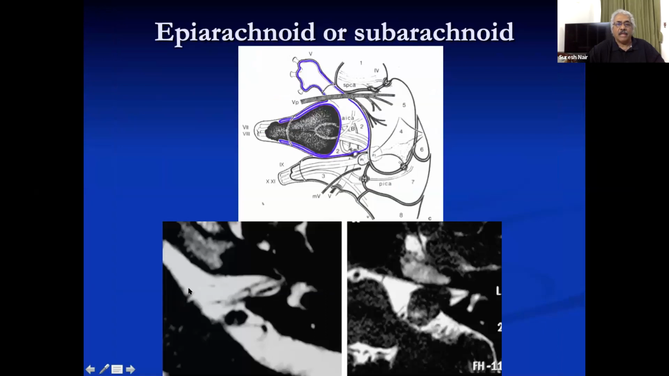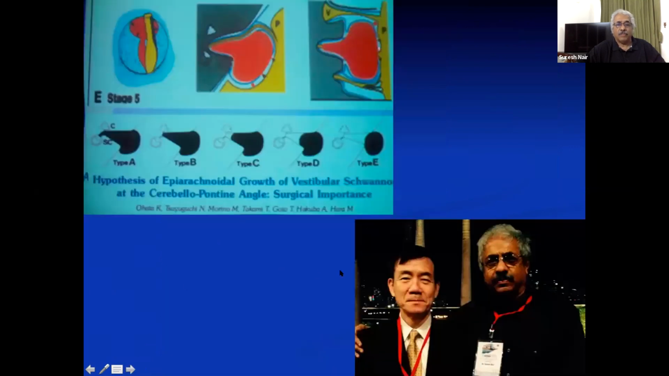Now previously I have told that there are so many CSF spaces. One is the acoustico-facial cistern, which carries the cranial nerves inside. And here you are seeing a T2 weighted image. This is a CP angle vestibular schwannoma. You are seeing a CSF space lateral to the tumor. So if this tumor arises epiarachnoid, this CSF space should not have been there. So what is the present concept? This is the first person, everybody knows, a close friend of India. He's the first person who told in 2002.